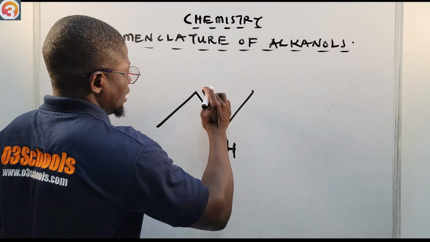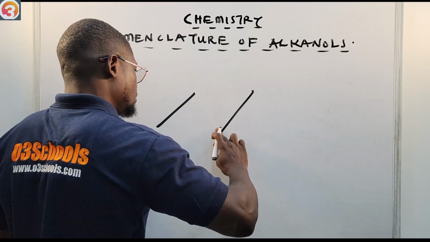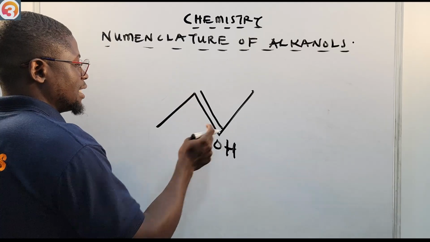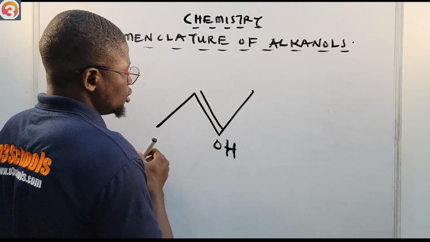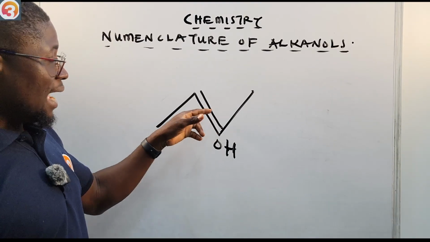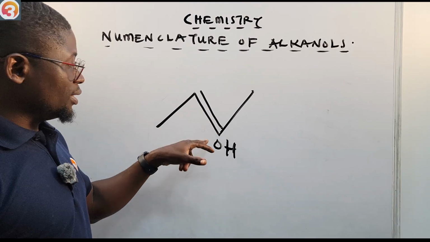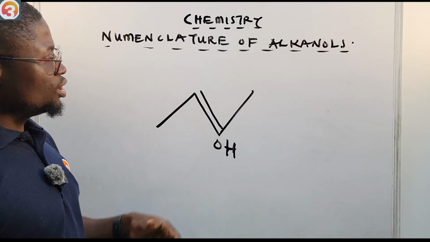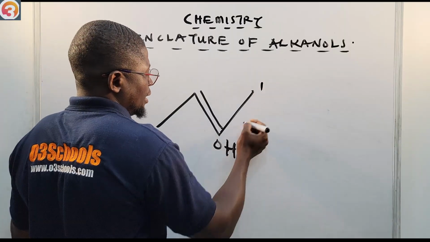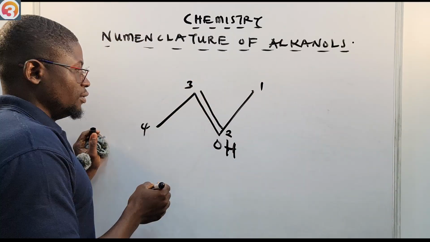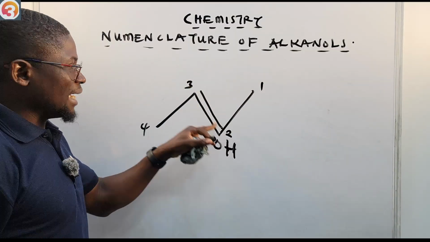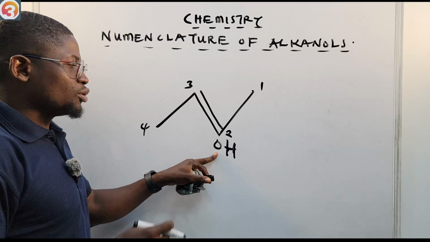Here OH, and here there's a double bond between the second and third carbon, if I'm numbering from left to right. Now this is an alcohol, and of course also the alkene functional group. We have to give priority to this alcohol. So this is 1, this is 2, this is 3, this is 4. The double bond is between the second and third carbon, and the hydroxyl functional group is on the second carbon.